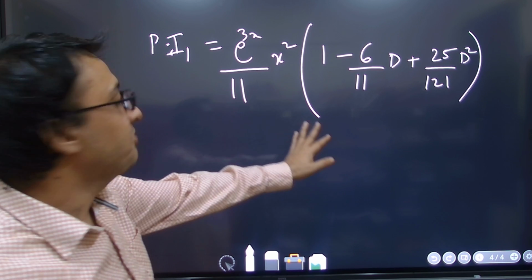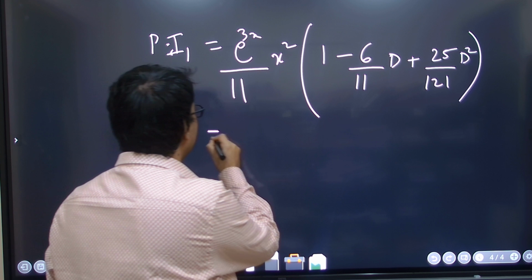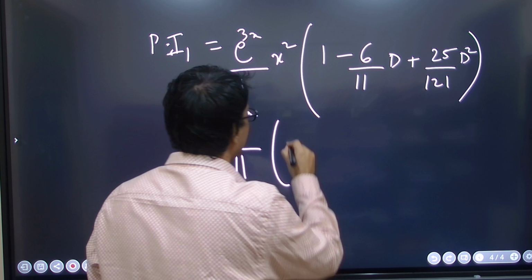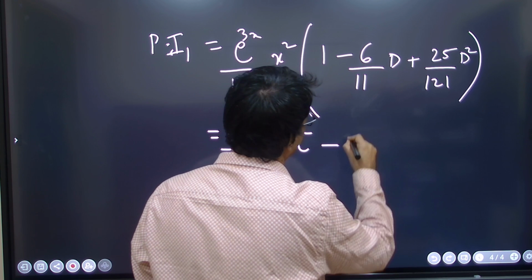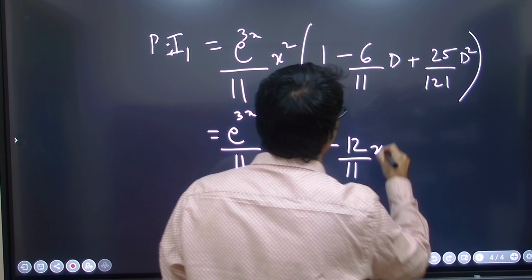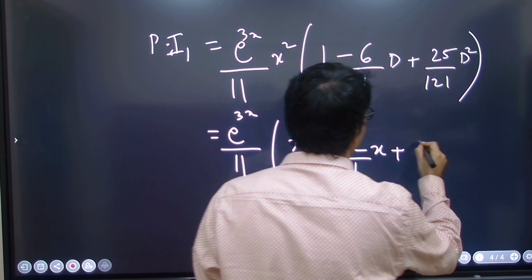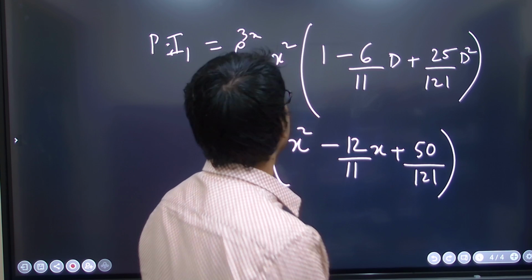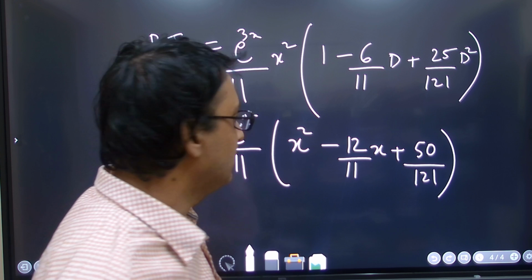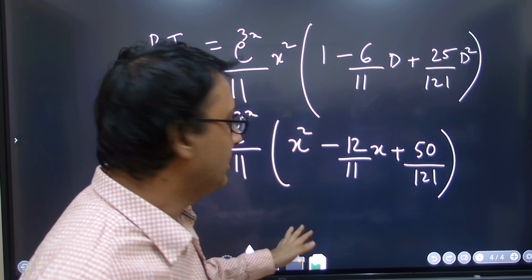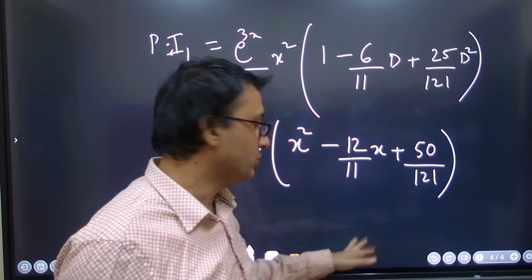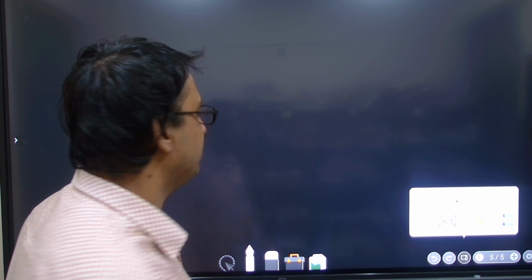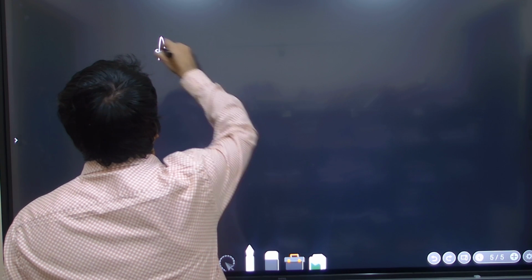Alright, now if we decompose this further, this will give us e to the power 3x upon 11 times x square minus 12 by 11x plus 25 into 2, that is 50 upon 121. So this is what we get as our answer for Pi1. Now we will verify in a while whether this is the solution or not. So we will focus here on our answer verification.